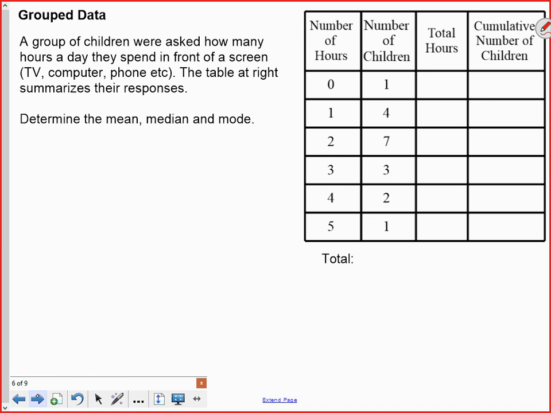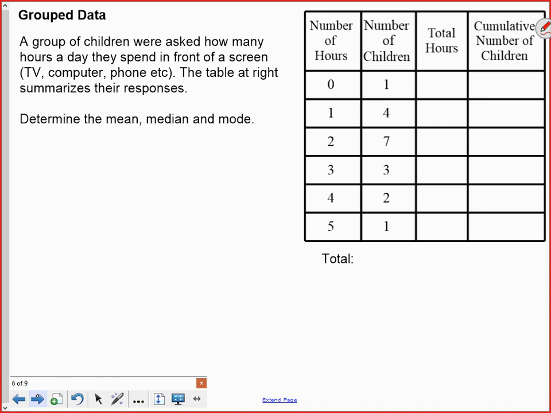So we've got the number of hours, 0, 1, 2, 3, 4, 5, and the number of children who said that they spend that number of hours in front of a screen. And so this is still 1D data because the data that we still have is the number of hours each child said. So just a list of number of hours. It looks like two-dimensional because we've taken it and grouped it together, but it's still just 1D data. What do we want to do? We want to determine the mean, the median, and the mode.